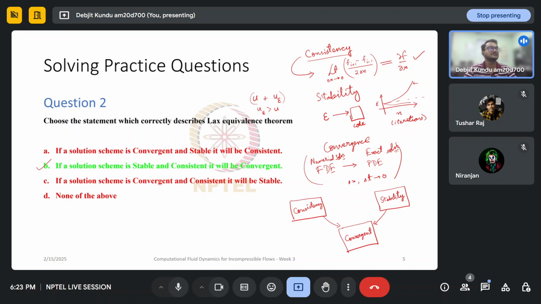So Lax equivalence theorem has been proved mathematically for linear PDEs. There is a proof for this. You can go on the internet and find it out. If you need help, you can ask me, I'll help you find it. So there's a mathematical proof for linear PDEs which are marching in time. For nonlinear or higher order PDEs, I don't think there's a mathematical proof, but however, this theorem holds true for all cases. So it's a really strong theorem and useful as well. Anyway, that's all about Lax equivalence theorem. Any questions on this?